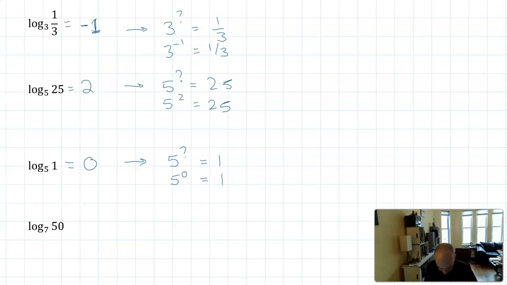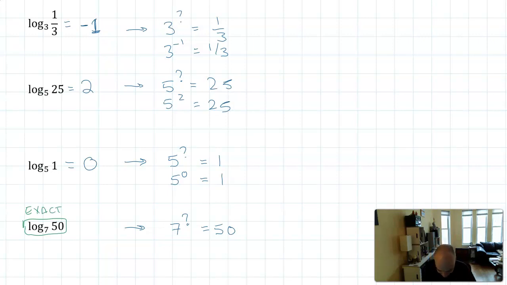And then for the last one, log base 7 of 50. This is saying 7 to what power equals 50. Now, this one might be a little bit of a trick question. Sorry, I sprung that on you. Sometimes with logs, you have to approximate. So the exact answer is just log base 7 of 50.